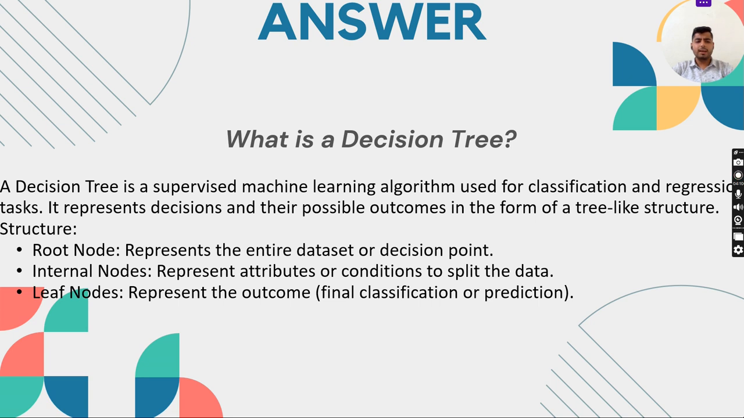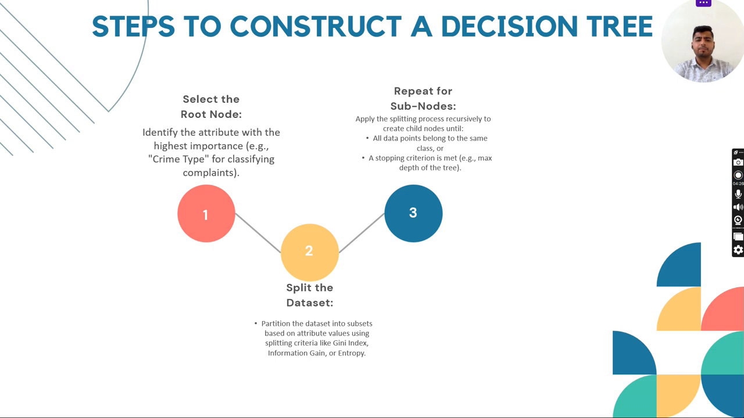Following are the structures of a decision tree. The root node represents the entire data set or decision point. Internal nodes represent attributes or conditions to split the data. Leaf nodes represent the outcomes, the final classification or prediction. The steps to construct a decision tree are: first step is select the root node. Identify the attribute with the highest importance. Example: crime type for classifying complaints.